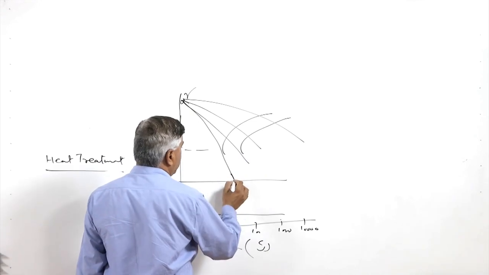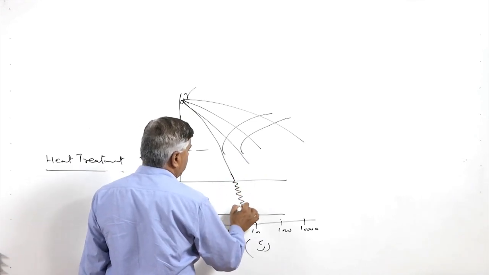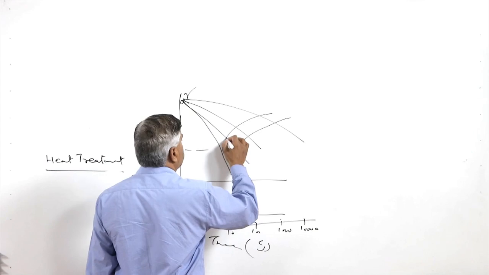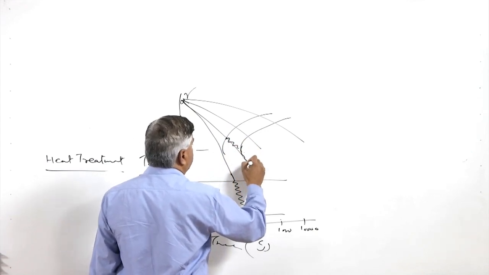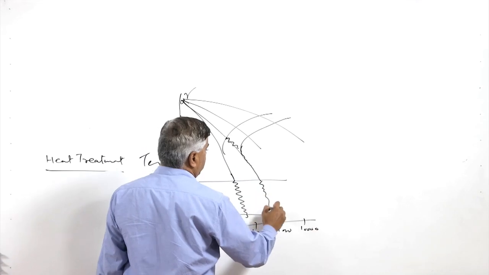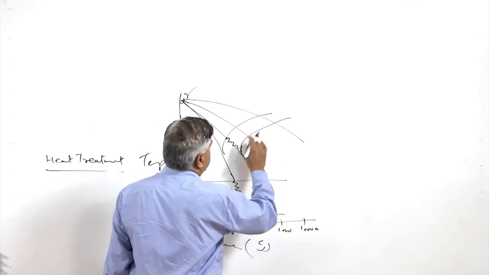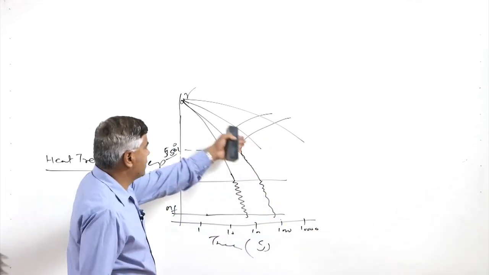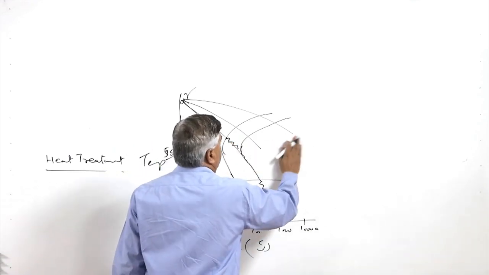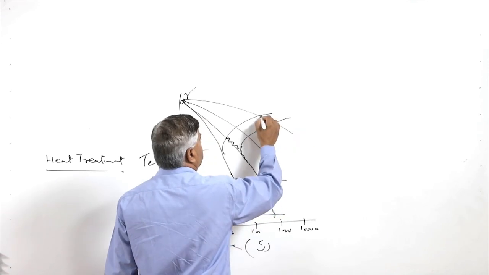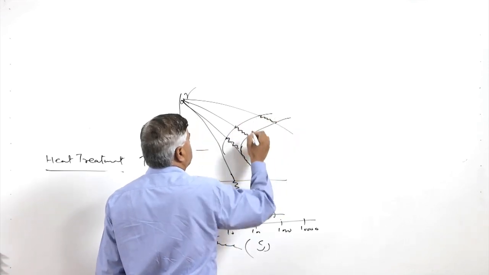Here in this case the transformation will occur in this zone, here in this portion, and whatever portion is left, the transformation will occur in that portion. Here the whole of the austenite has converted into the pearlite, so no transformation will occur further. So, this is the zone of the transformations.